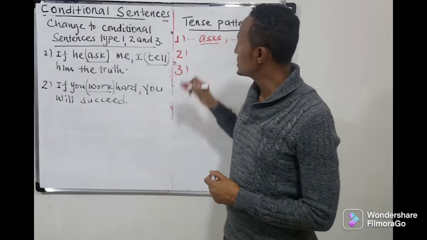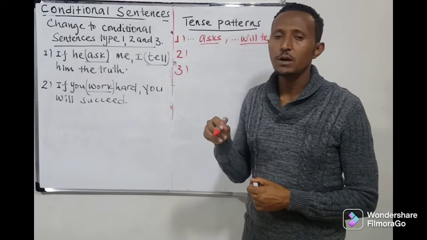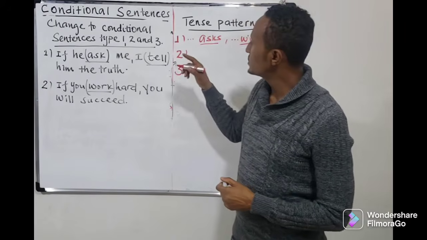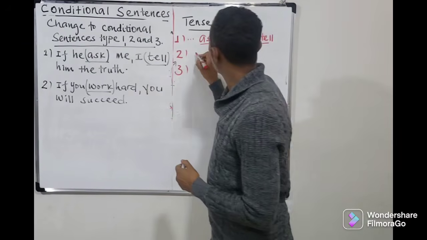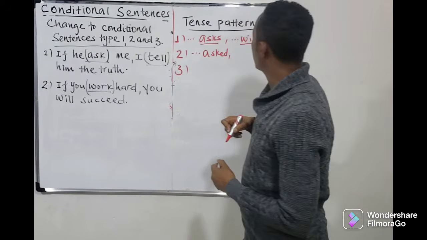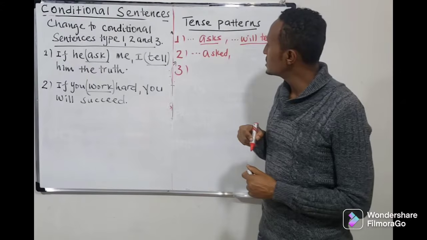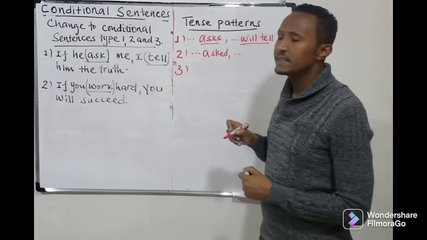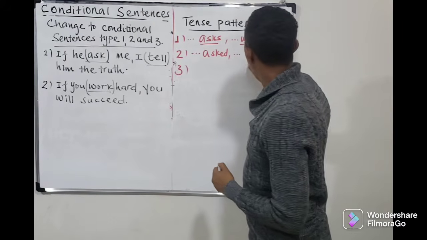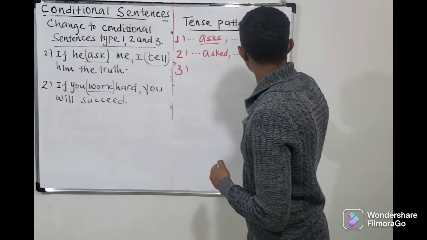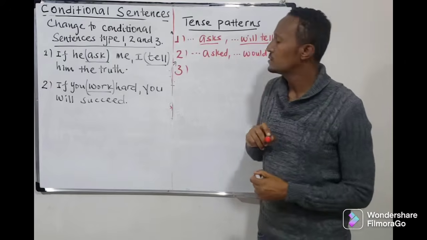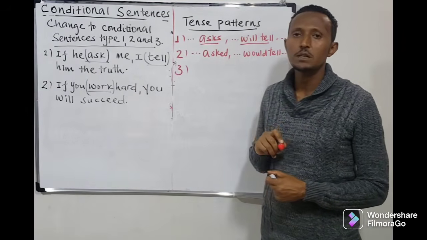What about the second conditional sentence type? What is the tense pattern in the if clause and the main clause as well? We have simple past in the if clause, so asked is the proper tense form, plus present conditional: would, should, could plus verb 1. So I would tell him the truth. Would plus tell. This is the right tense pattern for conditional sentence type 2.